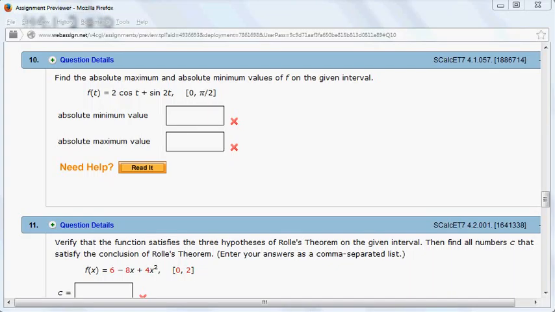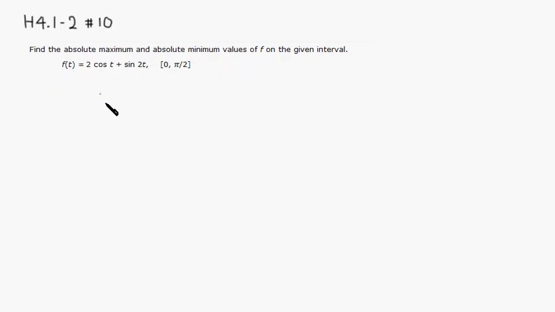Alright, let's look at homework 4.1, 4.2, problem number 10. We want to find the absolute max and absolute min value of this given function. Alright, so let's do that. We need to find a critical number, so we take the derivative.